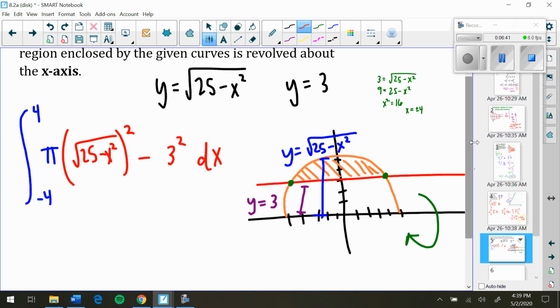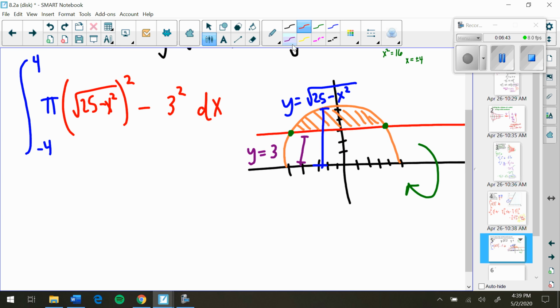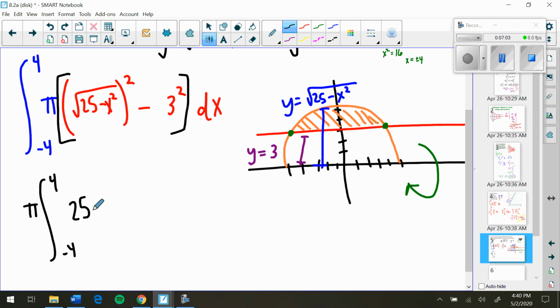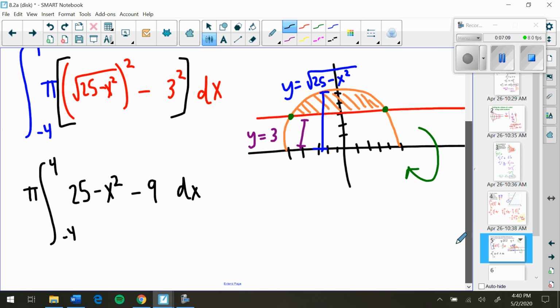So now that I've set up my integral, technically the rest is not anything we have to go through because, well, you guys have your graphing calculator, so you could, if you wanted, do this all on there. I'm not suggesting you do that, but whatever. But I could go through it. I'm going to pull out the pi, the integral from negative 4 to positive 4. I'm going to square this, so I really have 25 minus x squared and then minus 9. Again, all with respect to x.